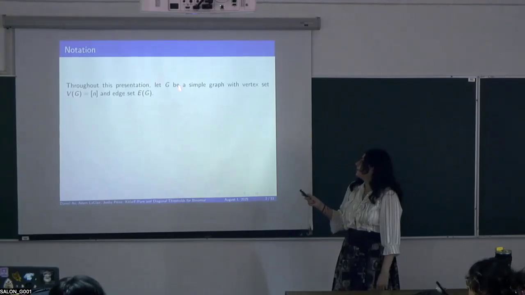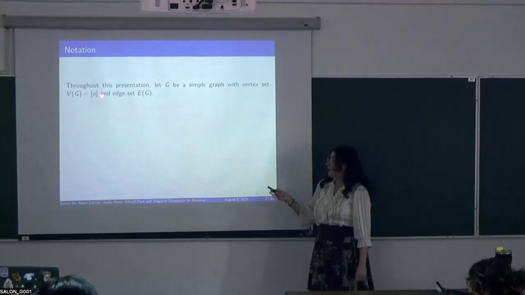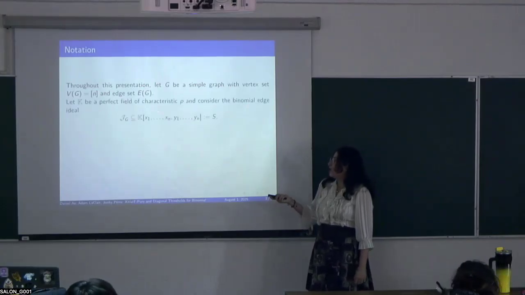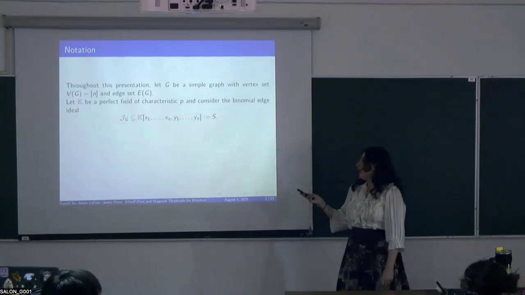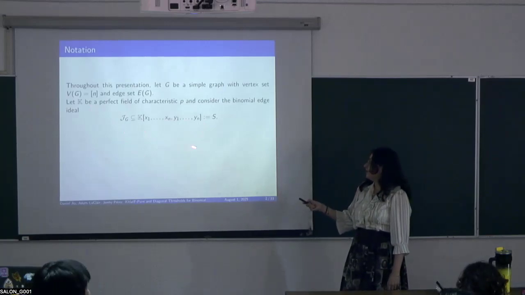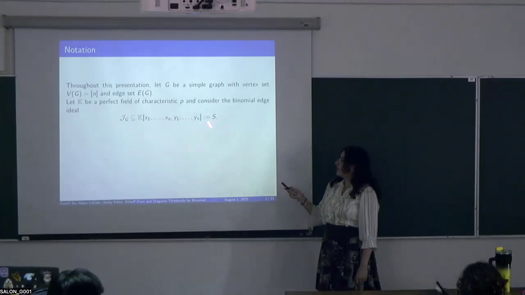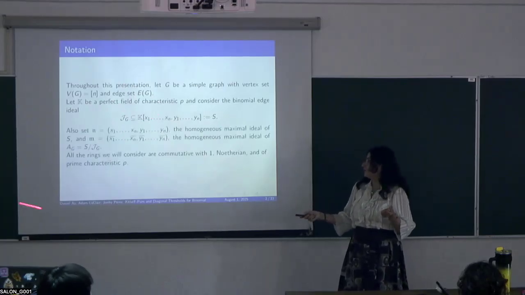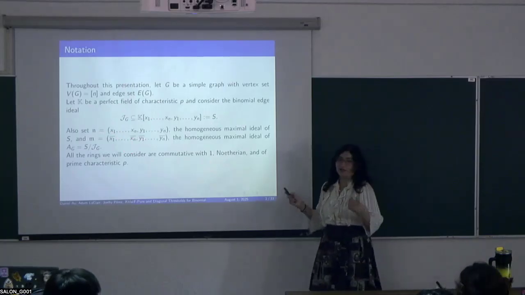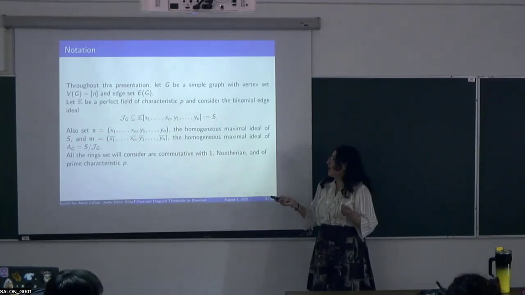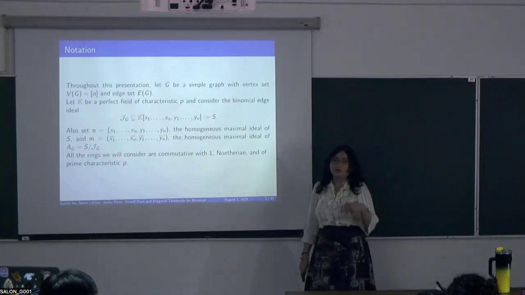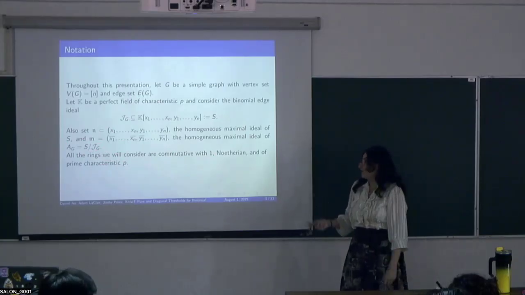First, we are going to consider G to be a simple graph with vertex set up to n and edge set E. We are also going to consider perfect fields with characteristic P and the binomial edge ideal J_G that is contained in the ring S generated by the variables. M is the irrelevant ideal of the ring S, and also the irrelevant ideal of the quotient ring S/J_G, that is, the binomial edge ideal. Other rings are going to be commutative with identity and prime characteristic.